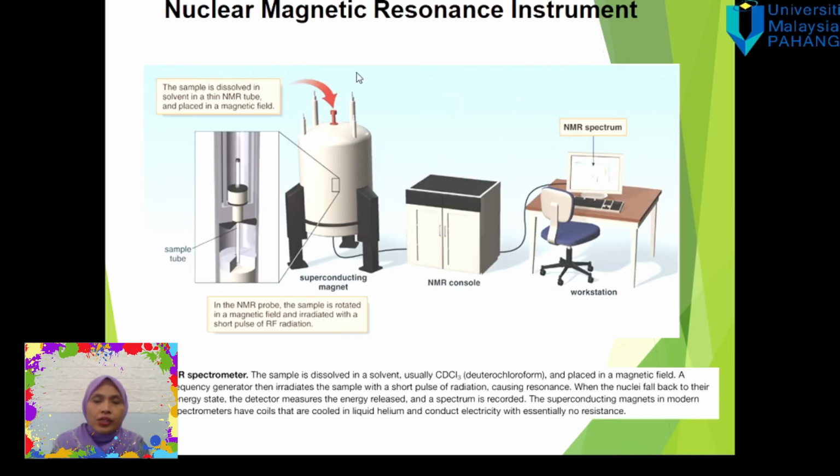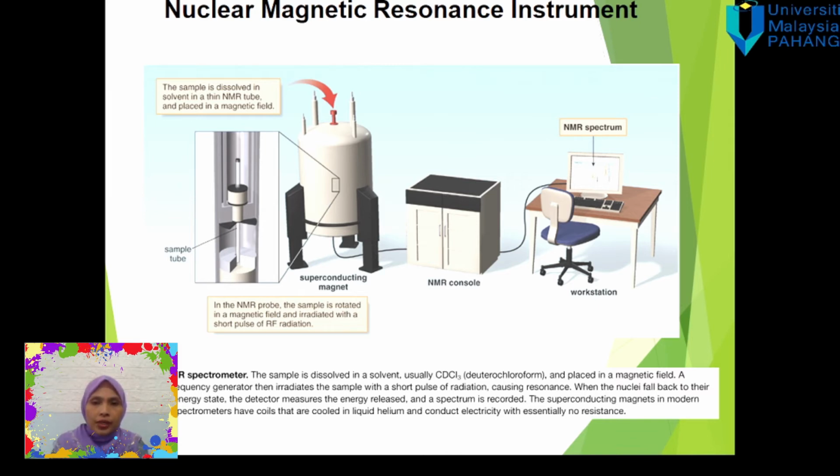And this is how the real instrument looks like, where we can see the big tank here. Inside the big tank, they have a radio frequency coil, your sample coil, and also the magnetic bar inside here. So here the sample will be dissolved in a solvent. The deuterated solvent will be used for the NMR sample to be dissolved.